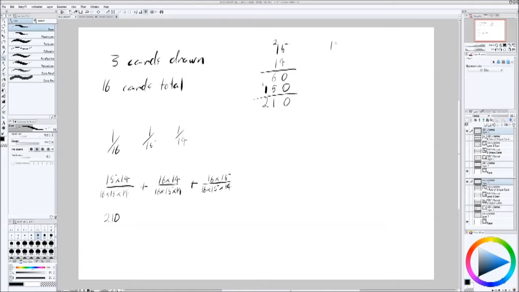Then we go 16 times 14 for the next one. So 4 times 6 is 24. We carry the 2 up there. 4 times 1 again, so we end up getting that 6, which makes sense because if 15 times 14 is this, 16 times 14 means we just add another 14.